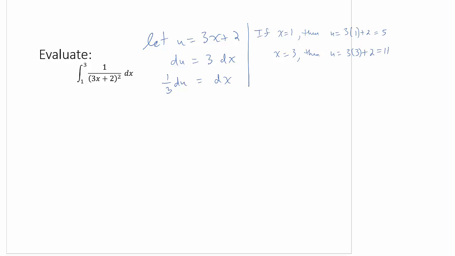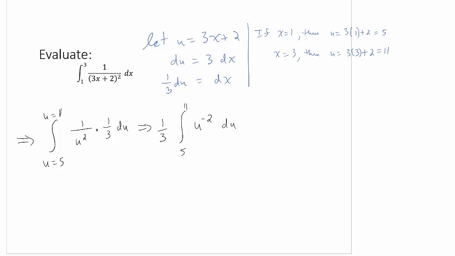So let's rewrite the integral. The integral would be from u equals 5 to u equals 11 of 1 over u squared. And instead of dx, I'll substitute that with a 1/3 du. Let's bring that 1/3 outside the integral. And I'll leave off the u equals from now on. So from 5 to 11 of u to the negative 2nd power du.